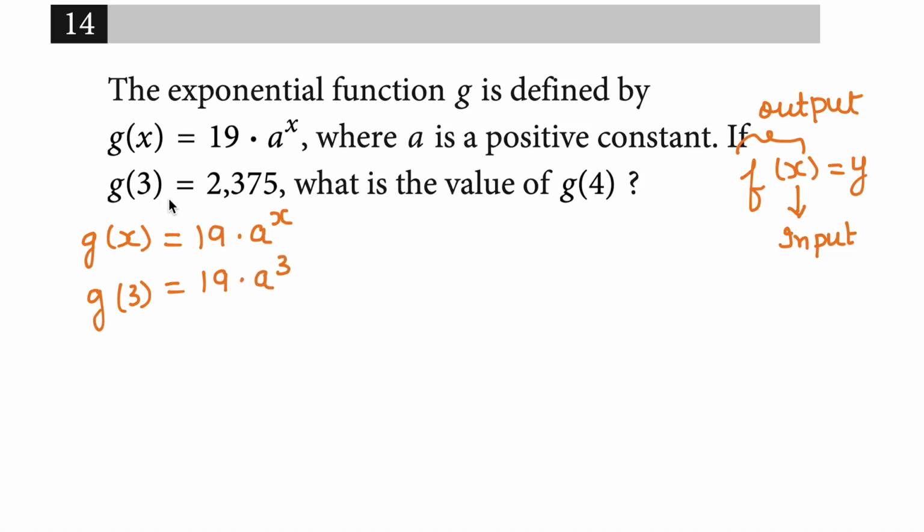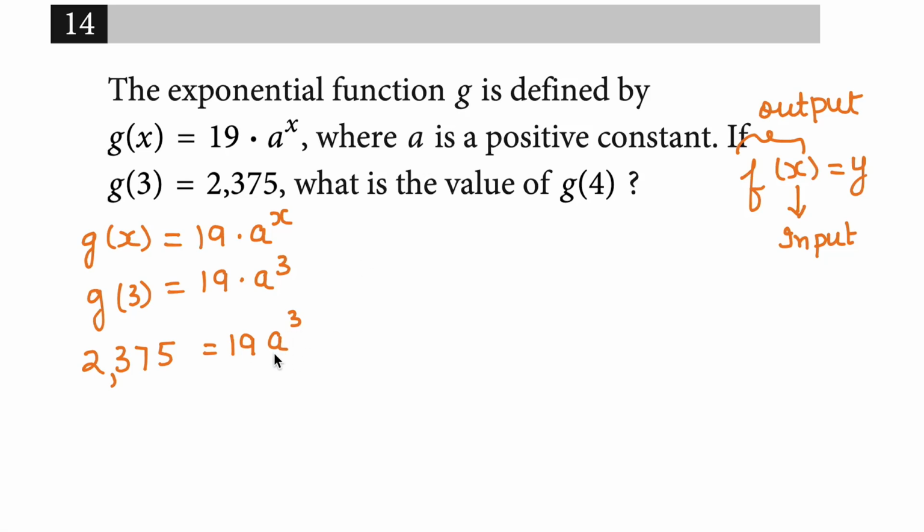Now what is g of 3? It's 2375. 2375 is equal to 19 a to the power 3. What is the value of g of 4? Okay, so to find g of 4, we have to calculate a first.